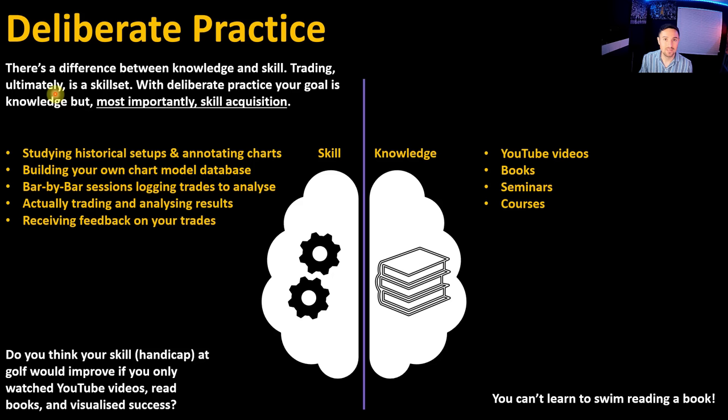With deliberate practice, your goal is knowledge, but most importantly, skill acquisition. So yes, you are trying to learn, you're trying to improve your knowledge, but you have to understand there is a difference between knowledge and skill. As I tried to differentiate here, this is a proverbial brain, right? You have skill on the left-hand side, knowledge on the right-hand side. It doesn't quite work like that, but knowledge and skill are two separate things.